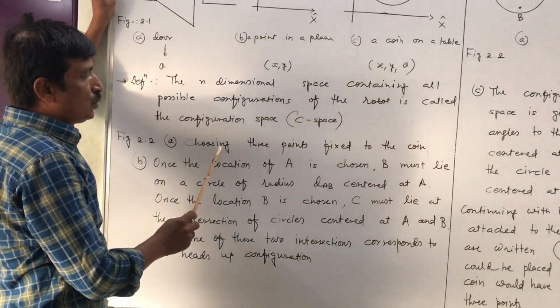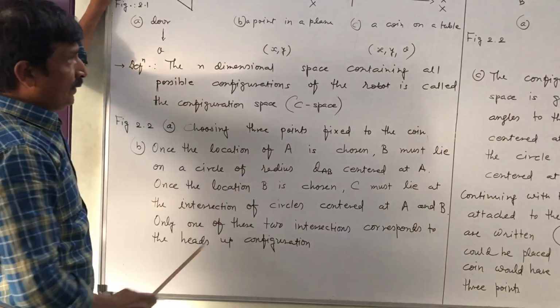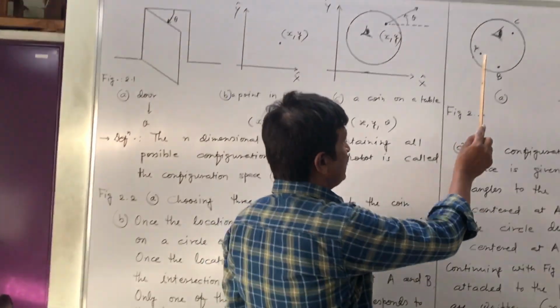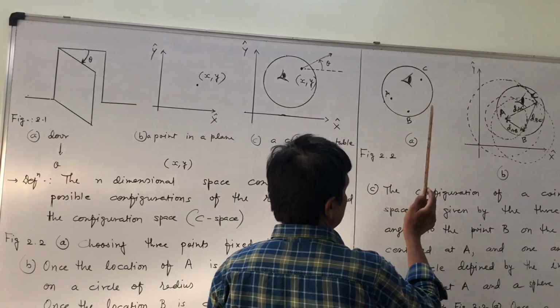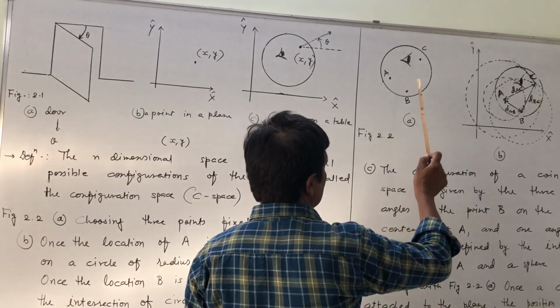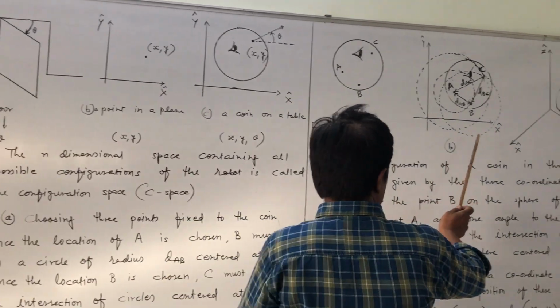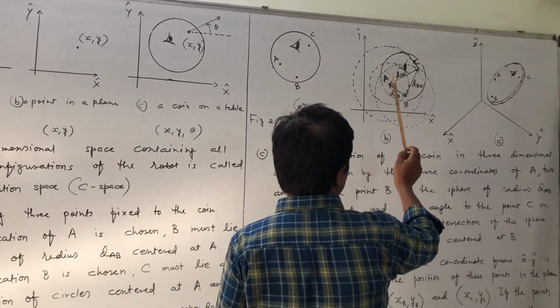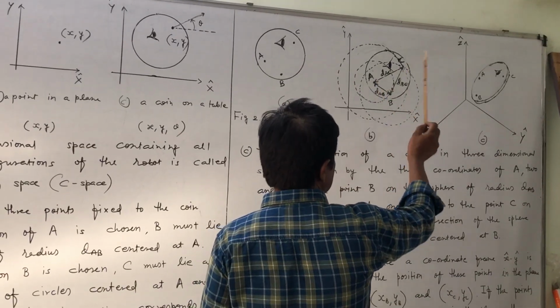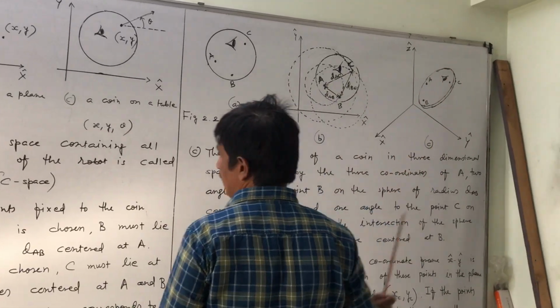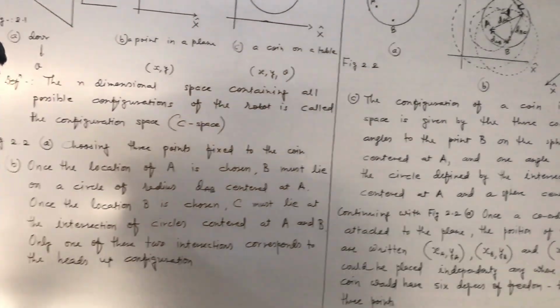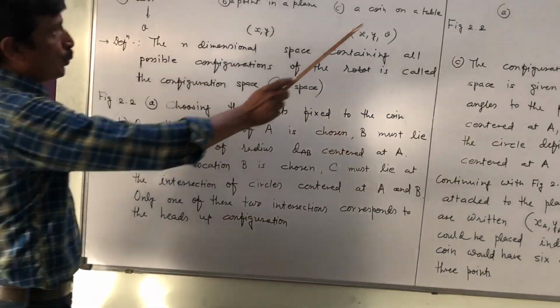Figure 2.2a, choosing the 3 points fixed to the coin. Here, A, B and C. There are 3 points. Here, the coin in the plane, these 3 points A, B and C. And here the coin in 3D space. So that is figure 2.2a.